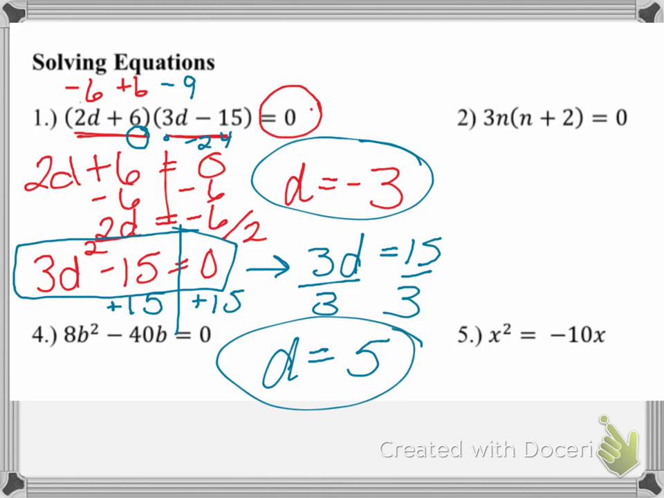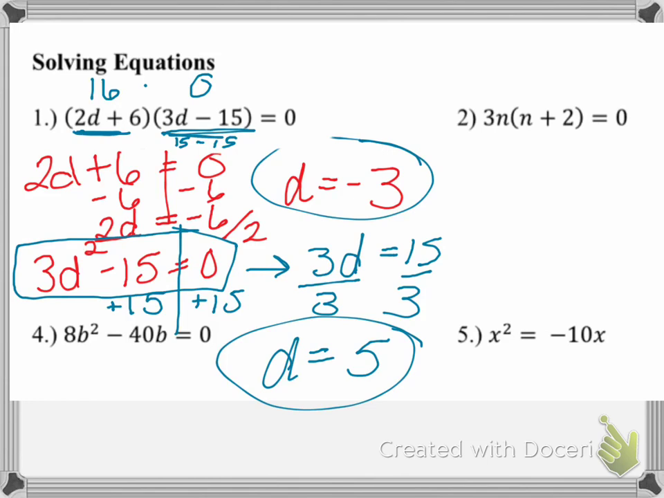So same idea. Let me just erase what I've got going on up here. So now if d is 5 and I were to substitute in that value for d, 2 times 5 is 10 plus 6 is 16. Okay, so my first binomial would turn out to be 16. But if I plug that into the second one, I know that 3 times 5 is 15, right? 15 minus 15 gives me 0. So when I multiply 16 by 0, it gives me 0. So again, my final answer is both negative 3 and 5.